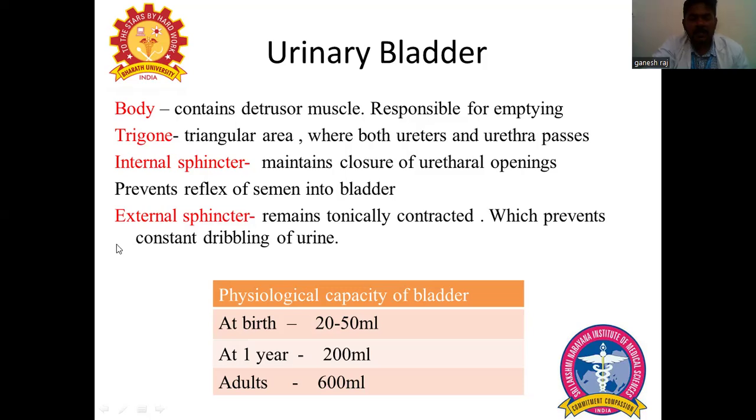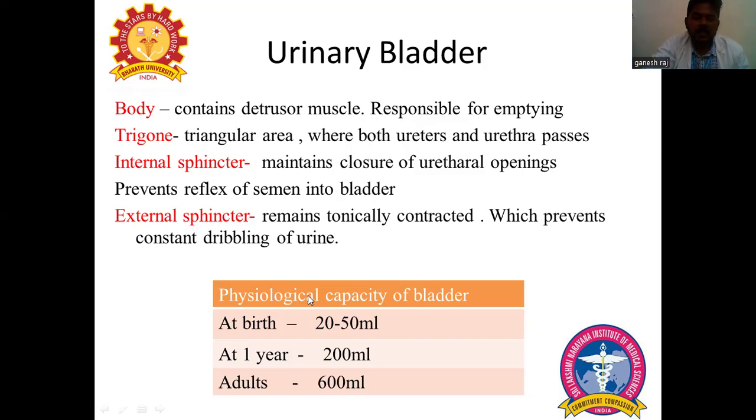And the external urethral sphincter is present at the region of the urethra, and it always remains in a contracted state. This prevents dribbling of urine from the urethra. And here we have given the capacity of the bladder.